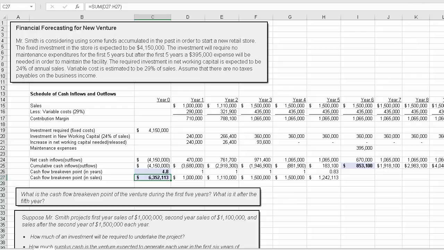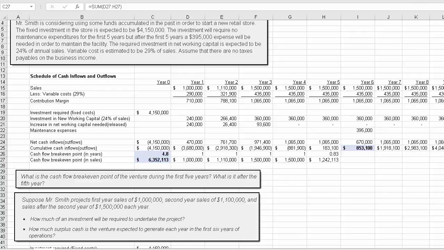Let's go on to the next question. Okay, now I slid the screen up just slightly just to read this last question here. And I want to tackle this one, and then we'll tackle the one above it. How much surplus cash is the venture expected to generate each year in the first 6 years? All right, so I think the best way to answer that is just simply look at the cumulative cash inflow and carry it out to 6 years. And at the end of year 6, we're in a cash surplus of $853,100. And that's really how I'd approach this one.